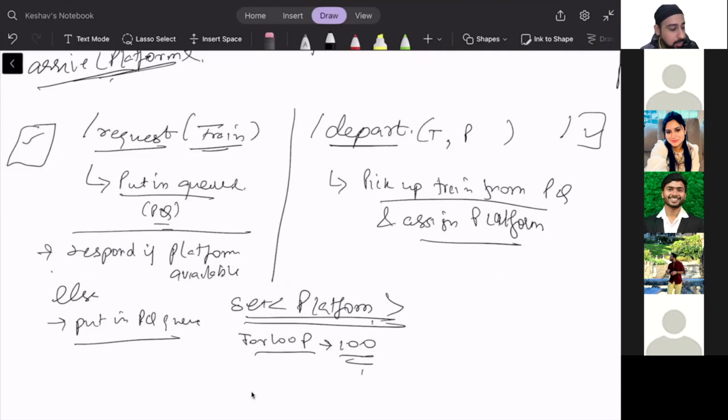Now I'm considering the case when two requests come in parallel from two trains. A request comes for a train and there is one request in the priority queue, and a depart has also happened. That means only one platform would be free, and a request comes in while another is being picked up from the priority queue. You would assign one platform to two trains. There would be a race condition with that.